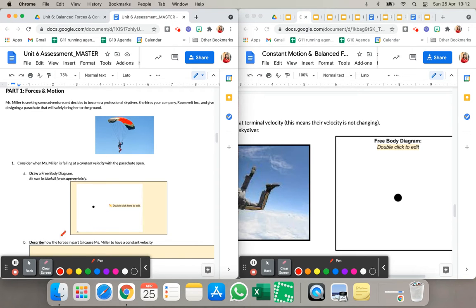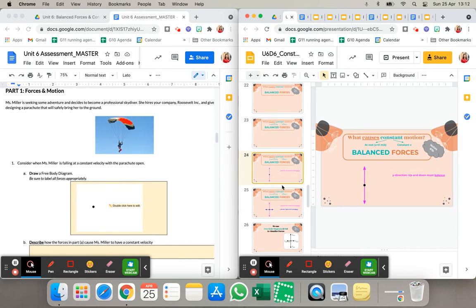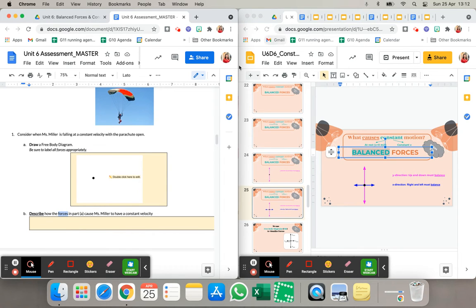All right, describe how the forces caused Miss Miller to have a constant velocity. That's what we talked about here on this day. What causes constant motion? Well, the thing that causes constant motion is balanced forces. So this question asked you to describe the forces. One thing I saw there was people trying to talk about other things not related to forces. Make sure you notice the question specifically asked about forces. So what we're looking for there is that you mention that the forces are balanced. All right, question 1.